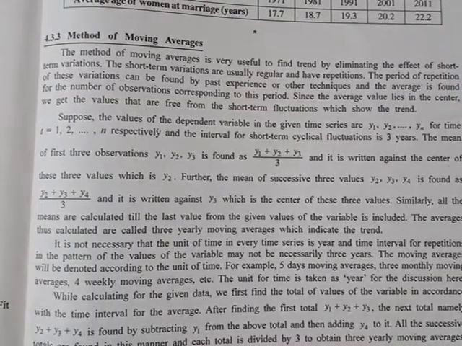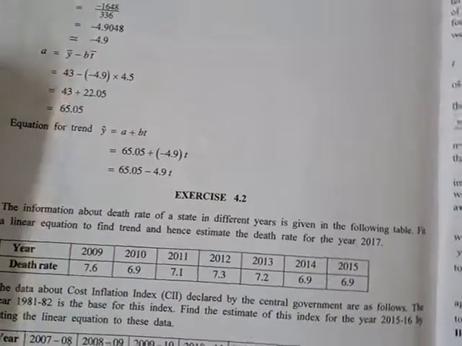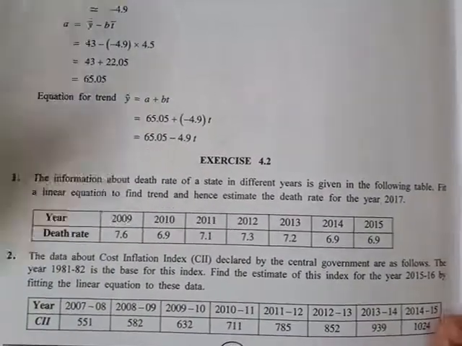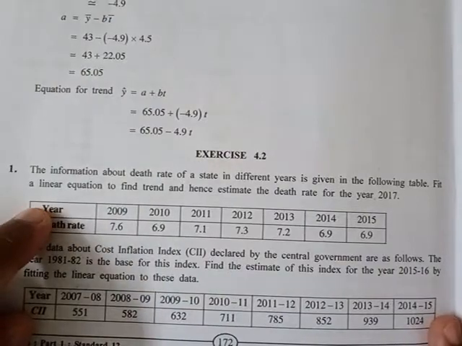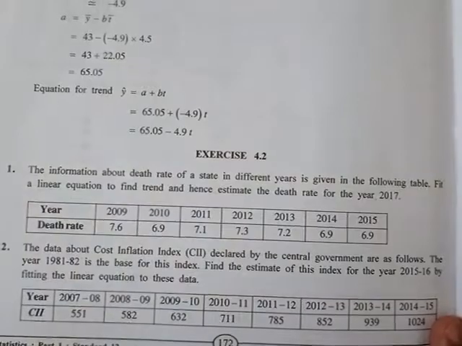This method, method of least squares, is actually the same method which you studied in the last chapter; only instead of variable x, over here variable t is used. That is the only difference. Okay, so we will see how we can calculate it.